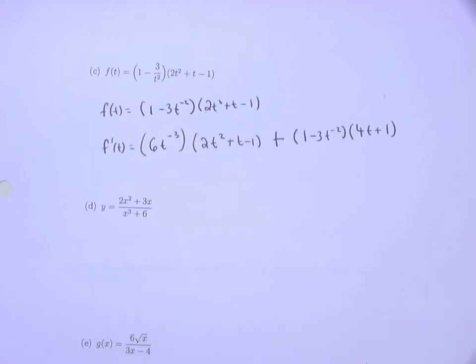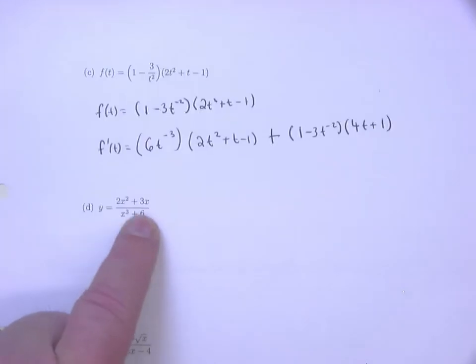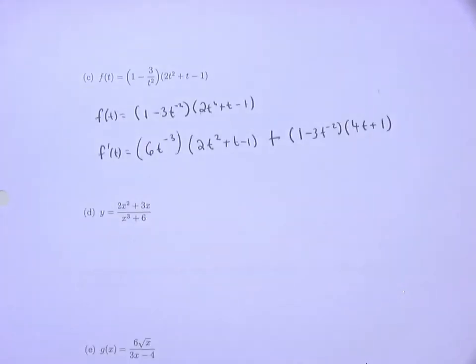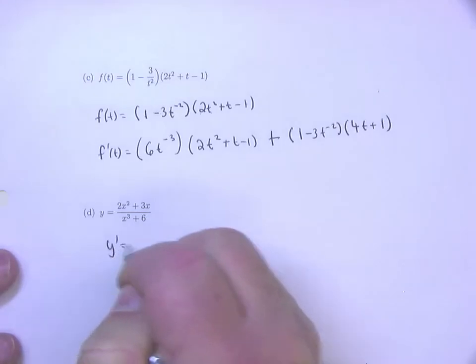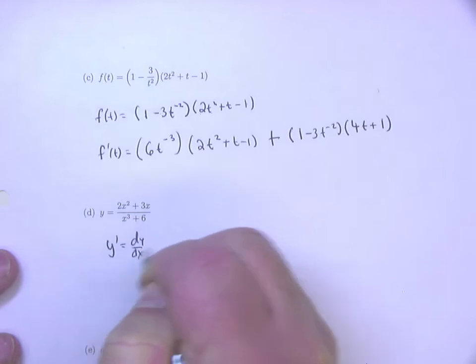y = (2x^2 + 3x) divided by (x^3 + 6). That big divide right in the middle of this thing means this problem is a quotient. Quotient rule. This is what takes command, that big divide in the middle there. Quotient rule: derivative of the top times the bottom minus the top times derivative of the bottom, all over the bottom squared. So here's my y prime, or if you like Knicks fans, dy/dx.